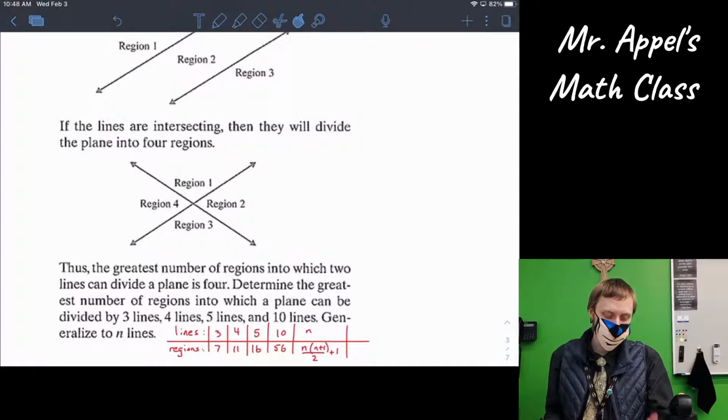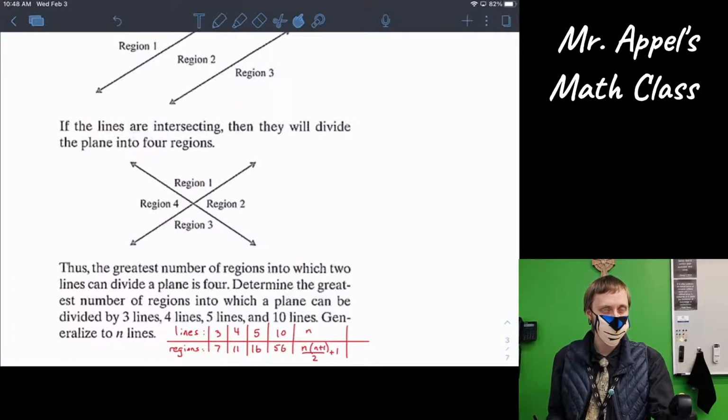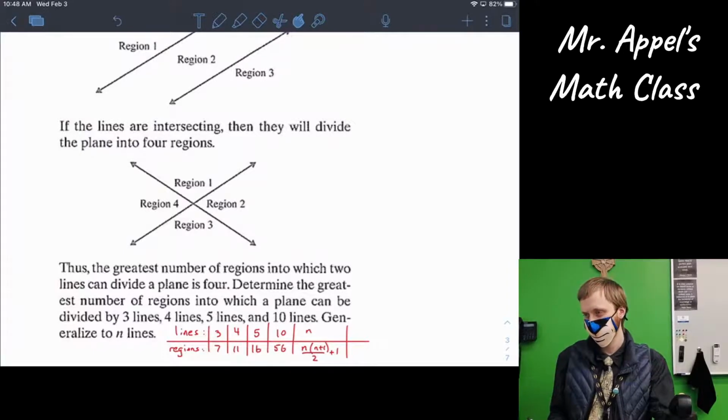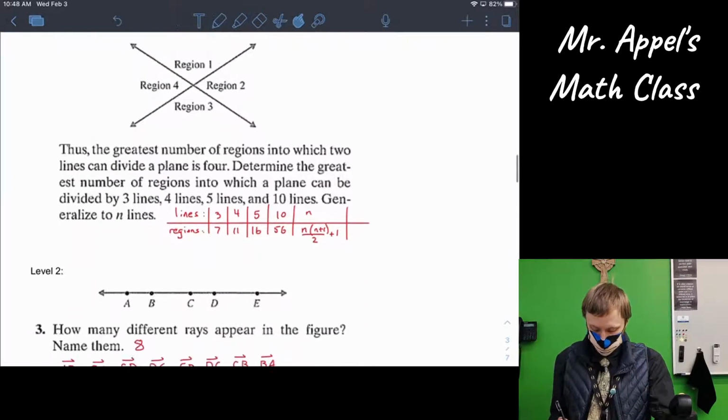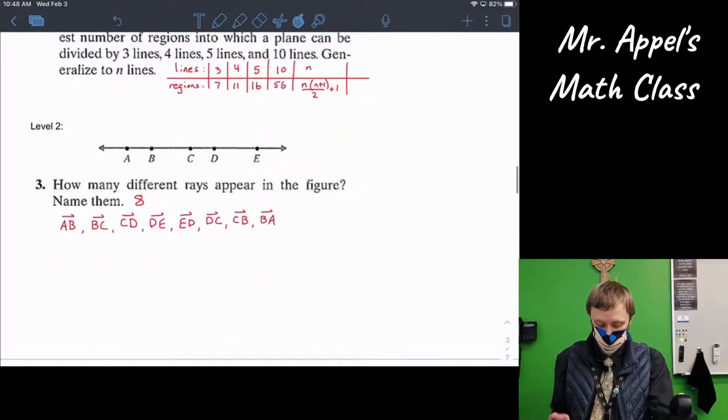Any questions on those, the rest of the level 1 problems? No? All right, but I'm going to go a little bit faster. Here are the level 2s.